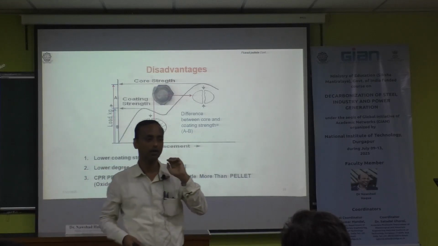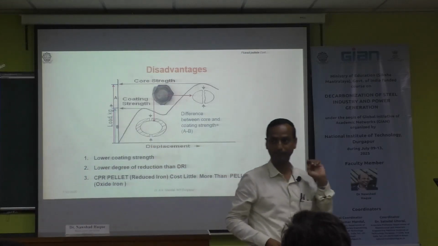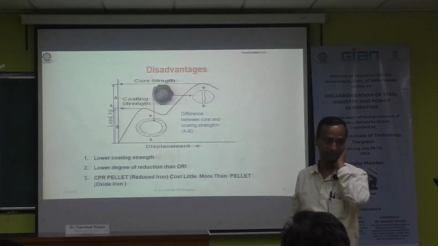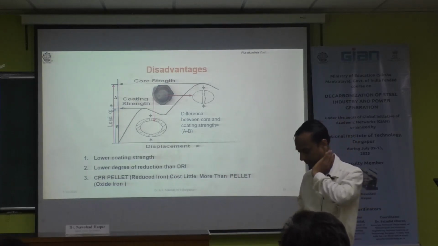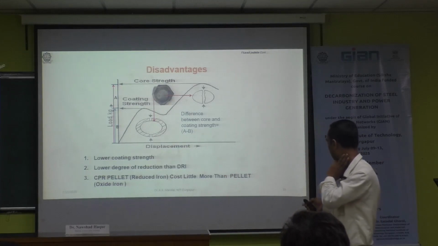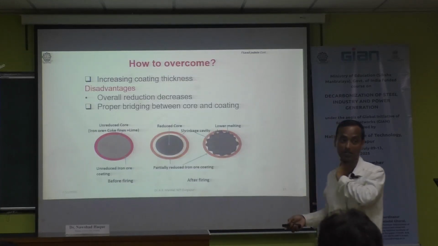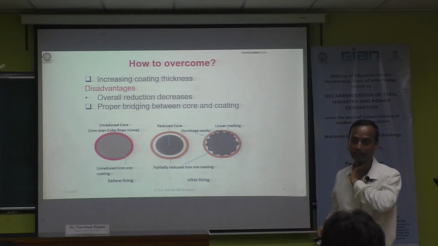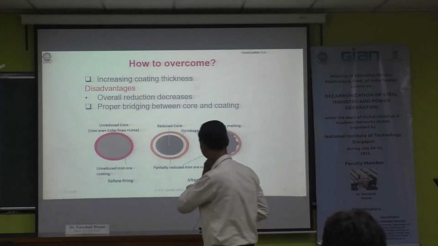Therefore, this trial was not good. Actually the CCS is very low. It's 120, and 120 is not suitable for a blast furnace. Therefore, at that time we thought about how to increase this coating layer. Then our concept came.